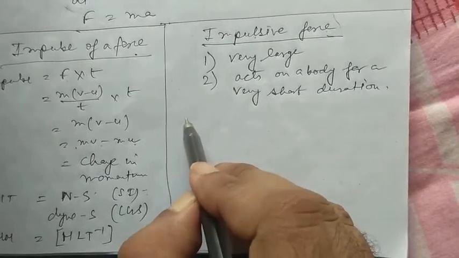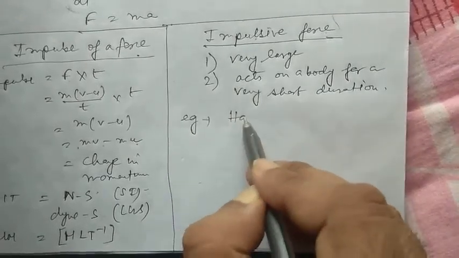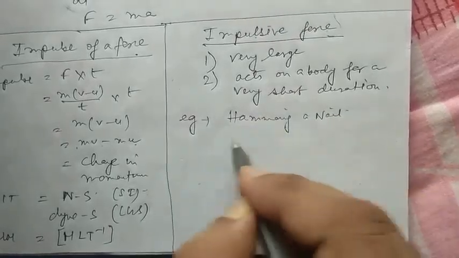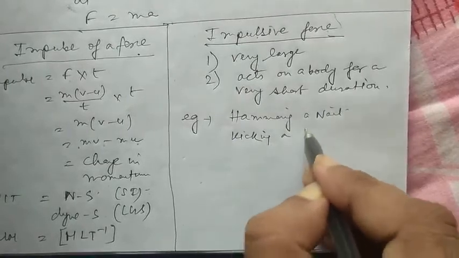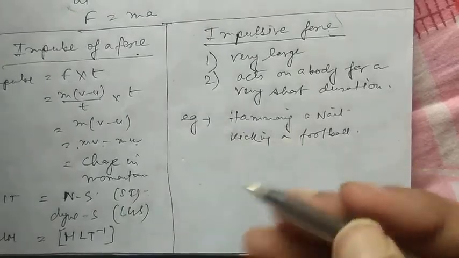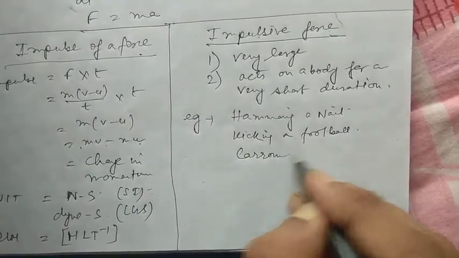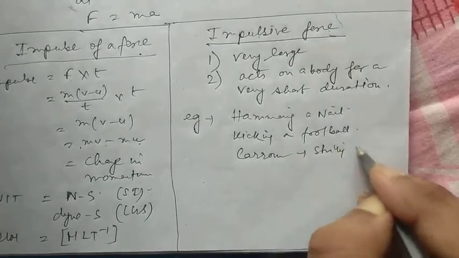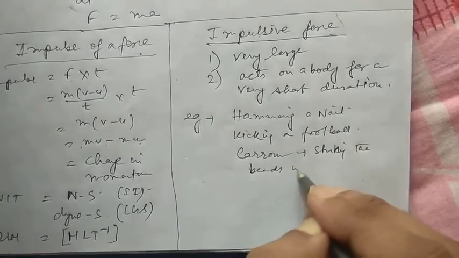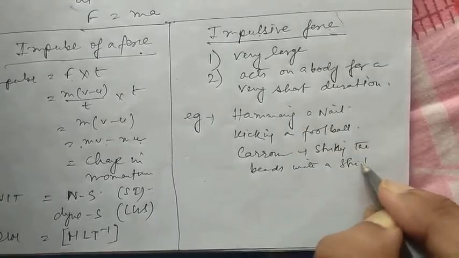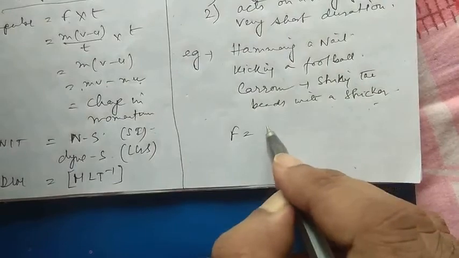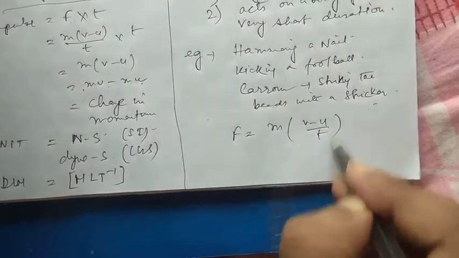Examples of this kind of forces are hammering a nail in the wall, kicking a football, carom, striking the beads with a striker. So this has to be calculated as m(v minus u) by t, or rather ma.